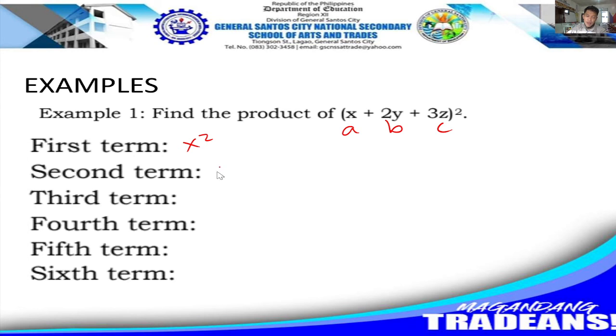Paano i-square is, ibig sabihin po ng square, i-multiply siya by itself. So, 2y times 2y magiging 4y squared. Next, 3z, squared daw siya. That is 3z times 3z. That is 3 times 3, 9, and z squared.